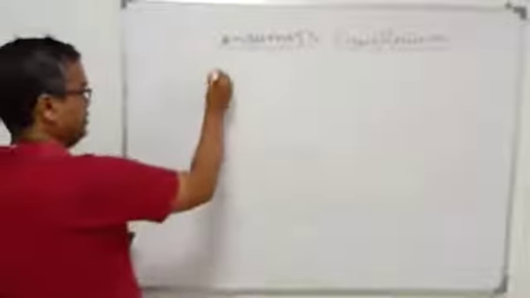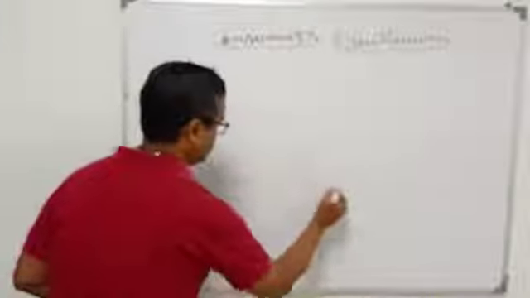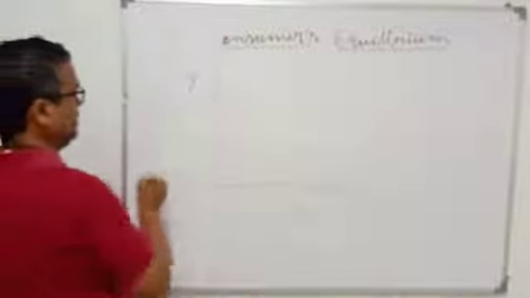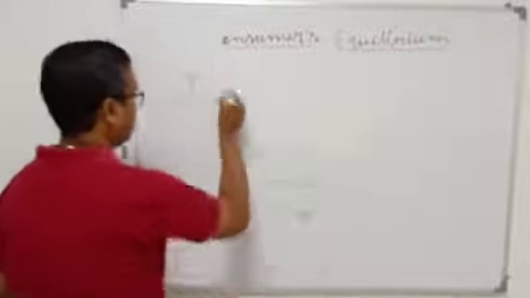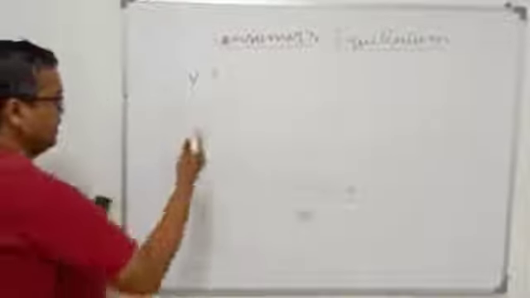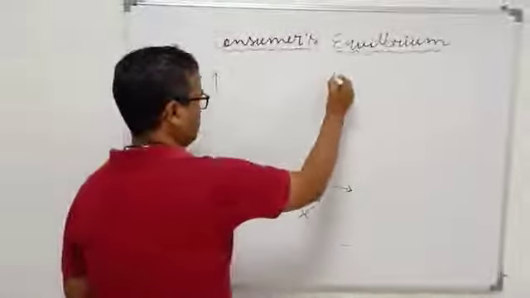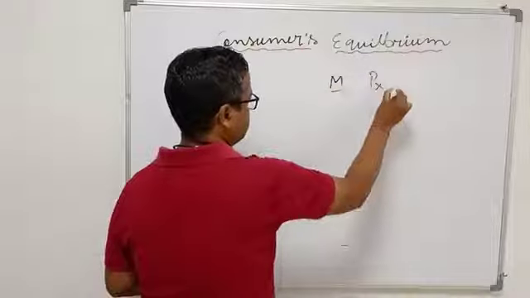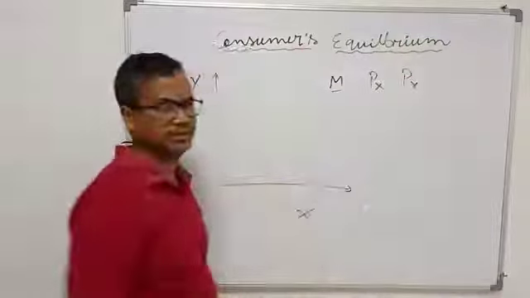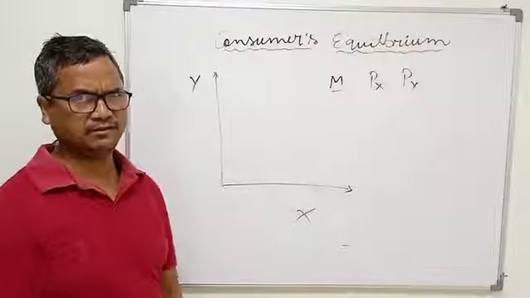Okay. So again we are drawing a two-dimensional graph. On the Y-axis we are measuring Y good, on the X-axis we are measuring X good. And we are assuming that we have been given some amount m, the price of X is given, the price of Y is given. These things are given.